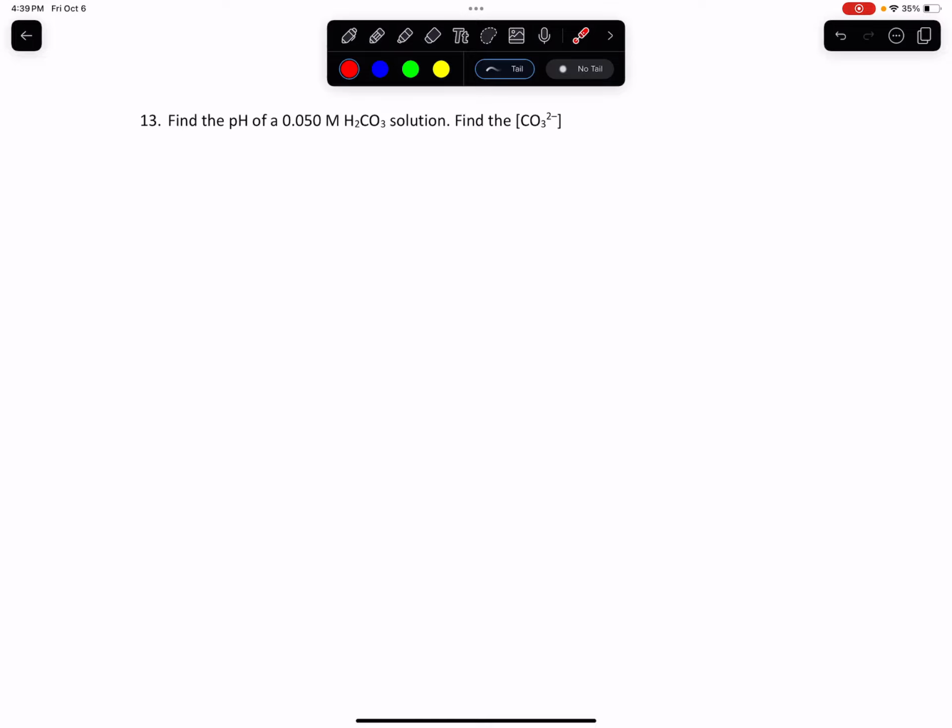Hi, this is Valentine from Simplistic, and in this problem we're going to take a look at how to find the pH of a weak acid solution, and we're also going to find the CO3 2- ion concentration.